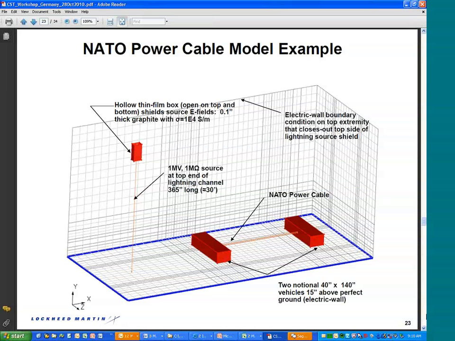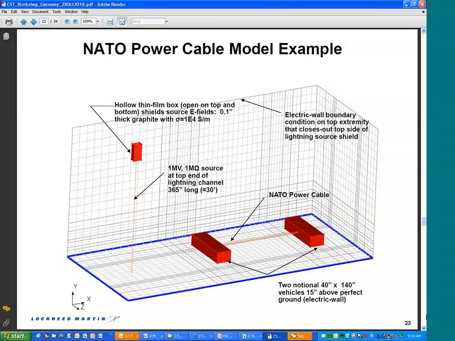So I'm just making a very simple representation and trying to see what's happening with the cable interface. What's important to the example of getting the modeling correct is, over on the left-hand side, I have a lightning channel that is showing an indirect attachment 10 meters away from the center of the cable. I wanted to see what was happening with that cable interface.